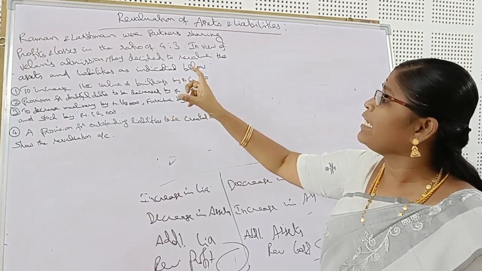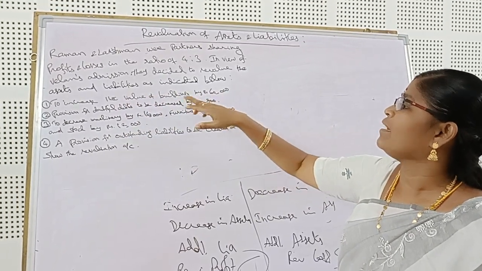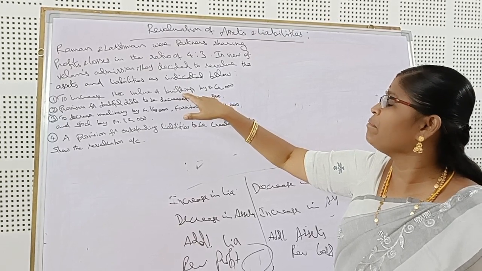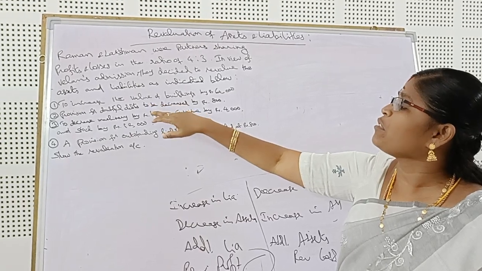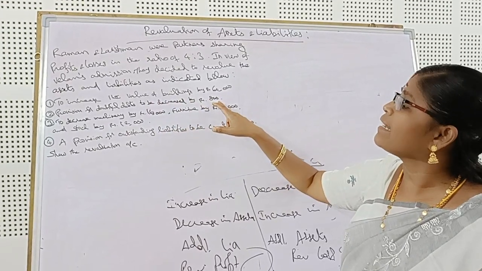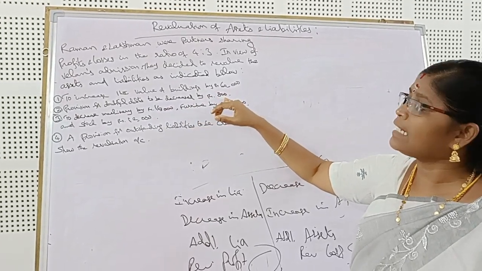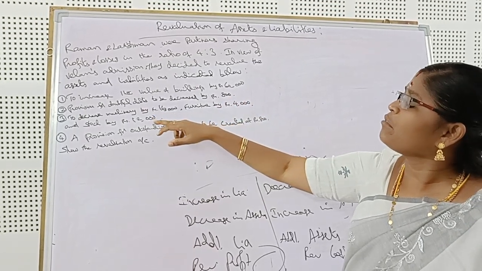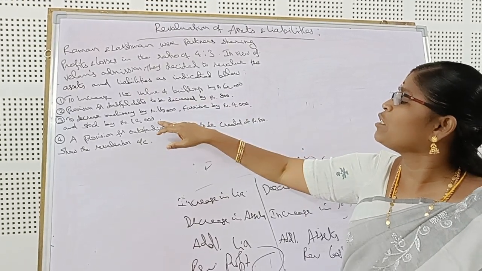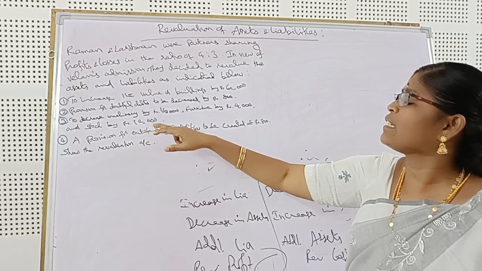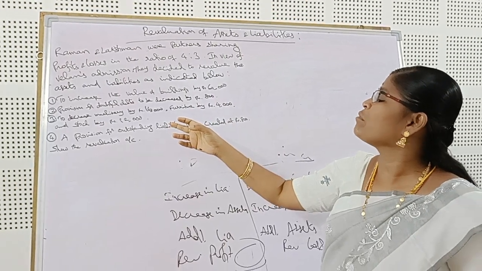Regarding that, the items: one is to increase the value of building by rupees 60,000. Building is one of the assets of the firm, so that value should be increased by 60,000. And the second one is provision for doubtful debts to be increased by 800. Provision for doubtful debts is a liability. That liability should be increased by 800. And the third one is to decrease machinery by 16,000, furniture by 4,000 and stock by 12,000. Those machinery, furniture and stock are assets of the business, so that value should be reduced by 16,000, 4,000 and 12,000 accordingly.